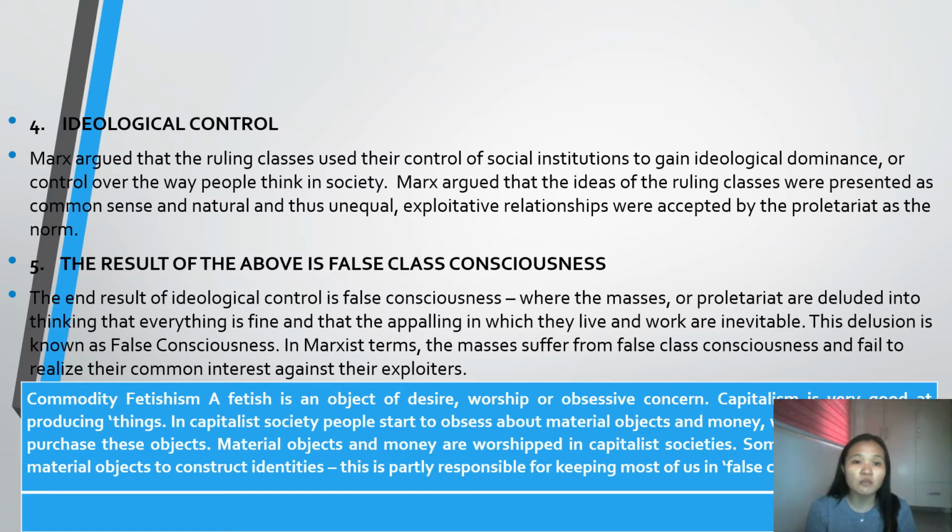Next, the result of the above is false class consciousness. The end result of ideological control is false consciousness, where the masses or proletariat are deluded into thinking that everything is fine and that the appalling conditions in which they live and work are inevitable. This delusion is known as false consciousness. In Marxist terms, the masses suffer from false class consciousness and fail to realize their common interests against their exploiters.